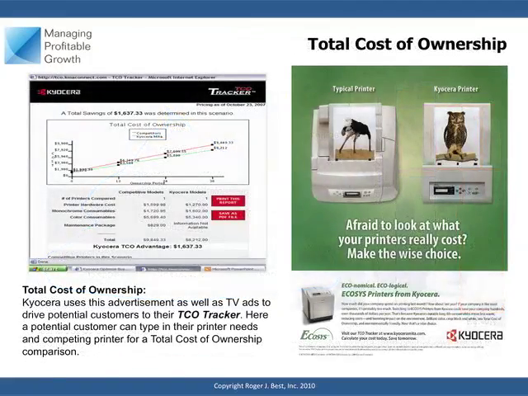As printer quality has become more difficult to differentiate, Kyocera challenges potential customers to understand their total cost of purchase in their advertising and TCO tracker website. This allows customers to compare the cost of a Kyocera printer against any competing printer for any given customer need.